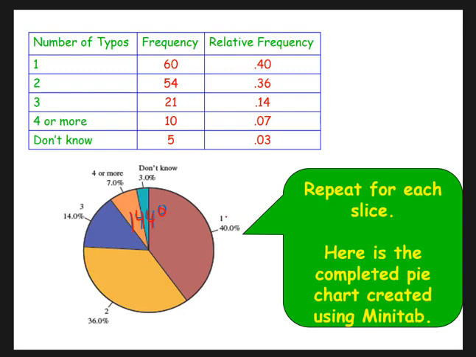And notice each of them was labeled. This is 1 typo, 2 typos, 3 typos, 4 typos, don't know how many typos. And then the percent is actually given as well. You don't have to give the percent, but in this case, we got some slices that are kind of close to the same size. It's helpful to have that in there to tell, is there more that had 1 typo or 2 typos, because those are really close together.